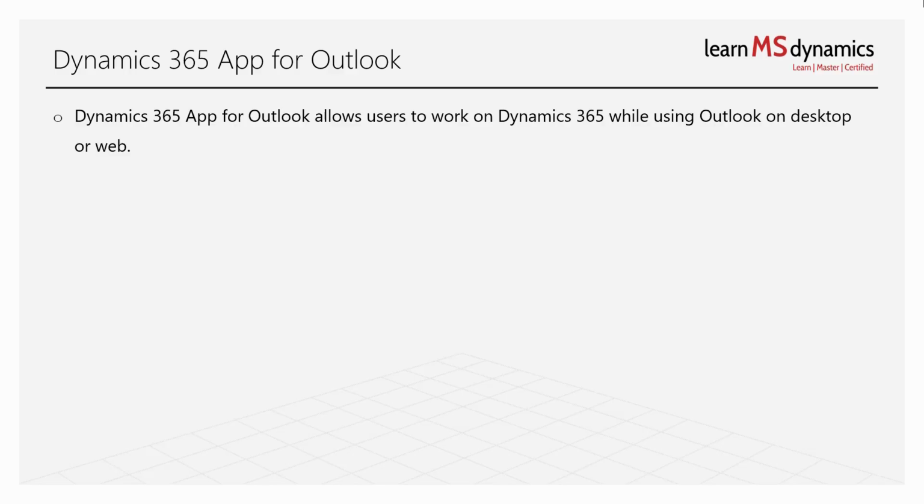So just to give you a basic overview, the Dynamics 365 app for Outlook allows users to work on Dynamics 365 while they are using Outlook on desktop or web version. Okay, so they don't have to manually go and open Dynamics 365 application. They can work on Dynamics 365 right within Outlook.